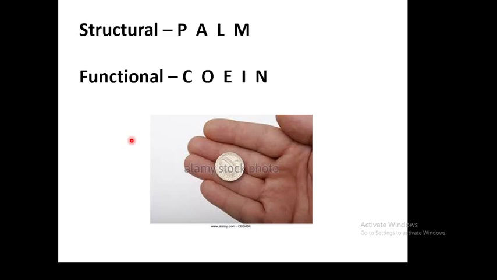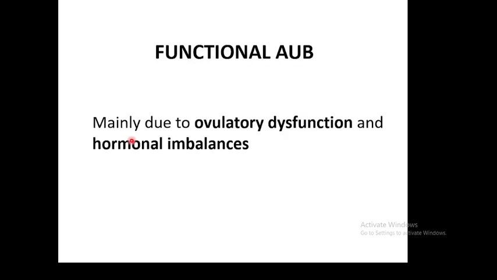AUB, this is the division for medical students. PALM-COIN for causes, in terms of etiological factors, for AUB or abnormal uterine bleeding. PALM is for structural causes, where the treatment mode will mainly be surgical, but for functional causes we use progestins. PALM stands for polyp, adenomyosis, leiomyoma, and malignancy. COIN is for coagulopathy, ovulatory dysfunction, endometrial causes, iatrogenic. N stands for not yet classified. So progestin is mainly for functional.